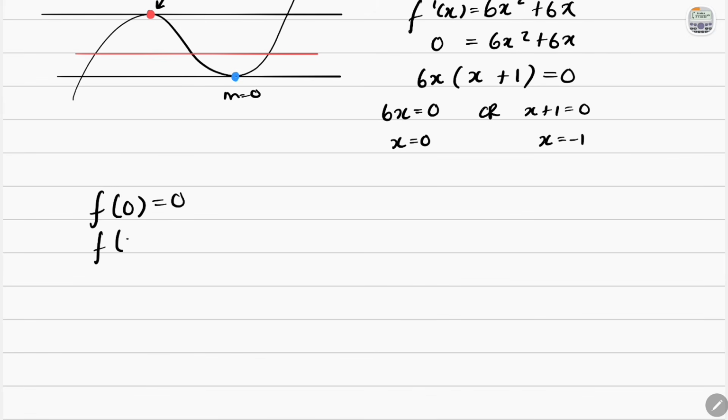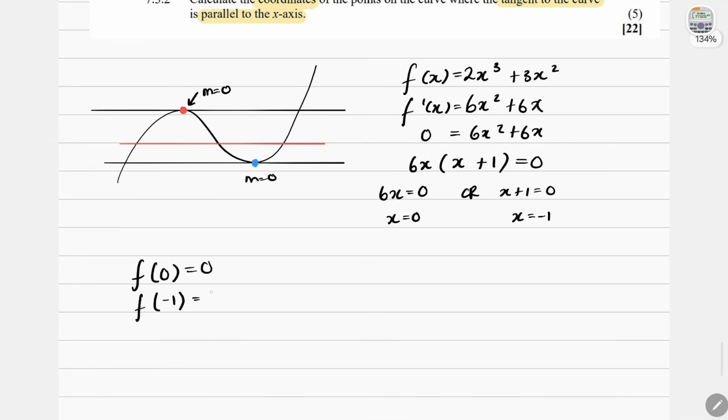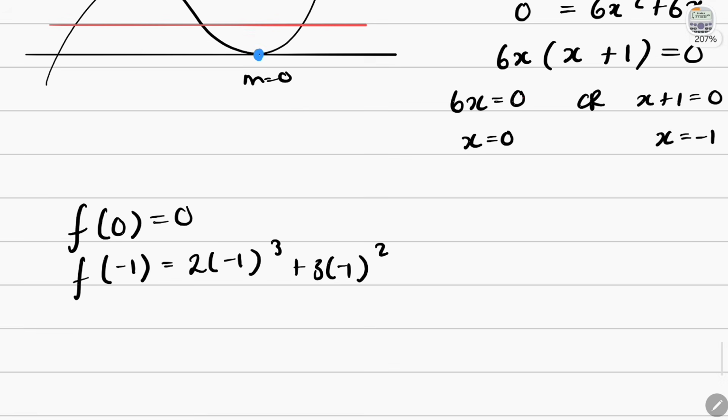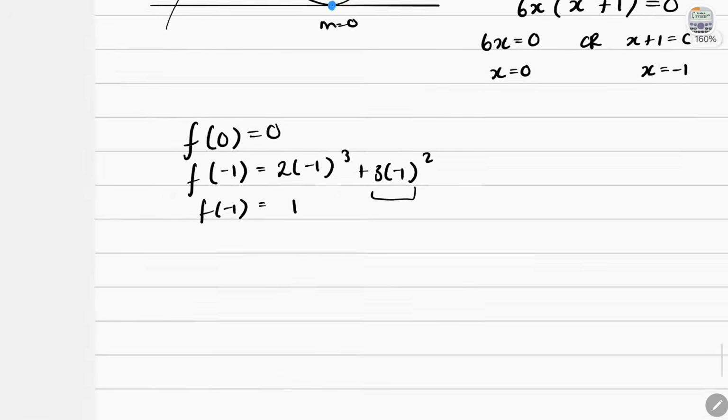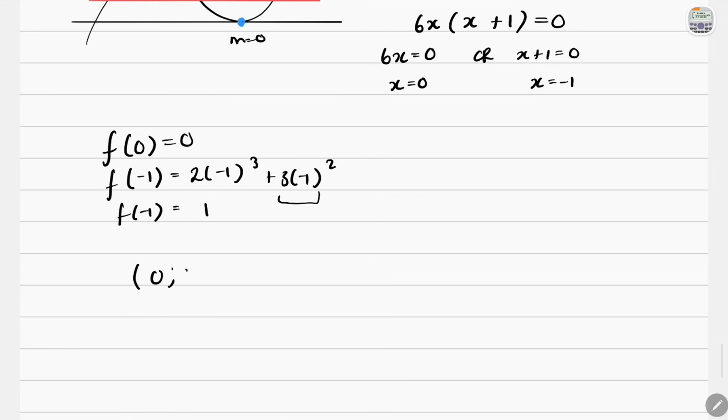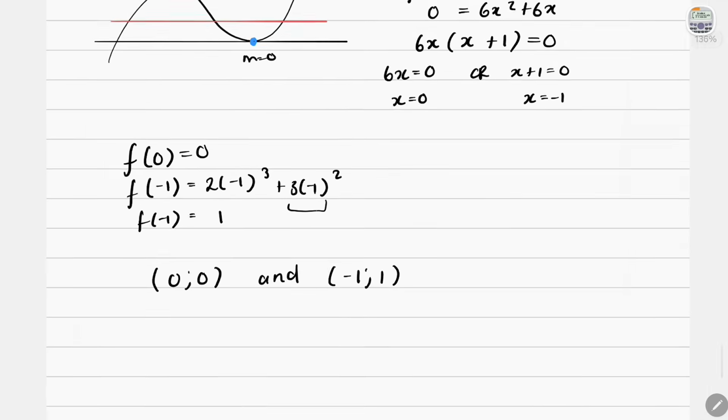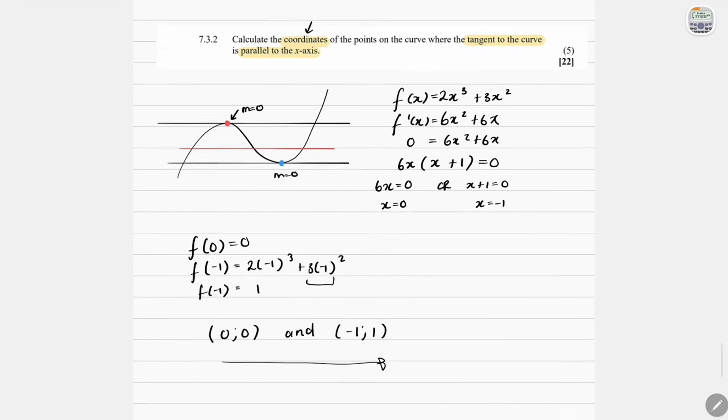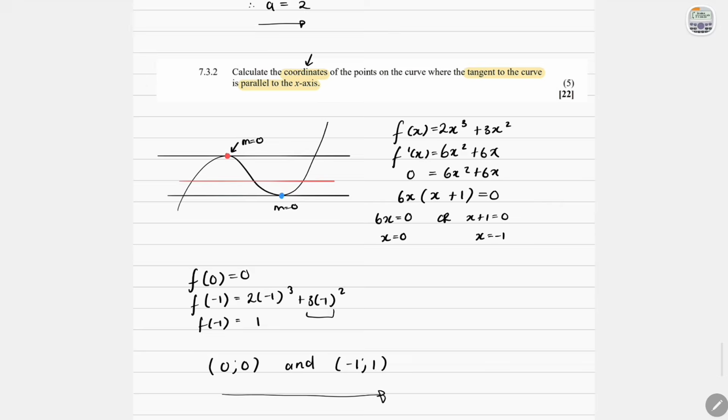Then if we substitute negative 1 in, we get 2 times negative 1 cubed plus 3 times negative 1 squared. If you square a negative value, it becomes positive, so that's just going to stay 3. But the first one is going to stay negative because it's cubed. So 2 times negative 1 is negative 2, and 3 minus 2 is 1. So those points are (0, 0) and the second point is (negative 1, 1). That is our answer, and that is it for question 7.